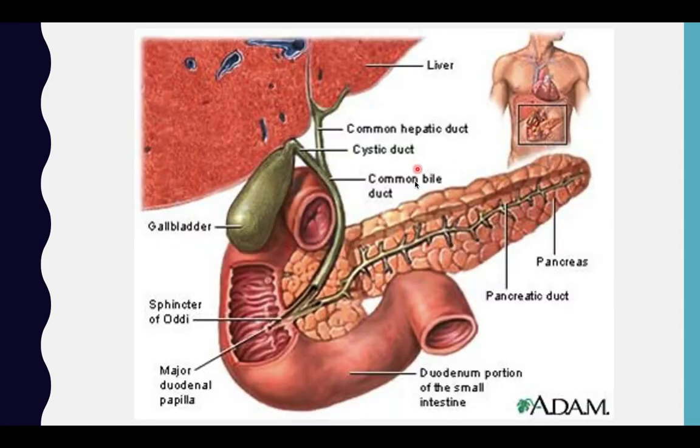Here you can see in this picture very clearly, the cystic duct is coming here and the common hepatic duct is coming here. Both will join here to form the common bile duct, or just the bile duct.